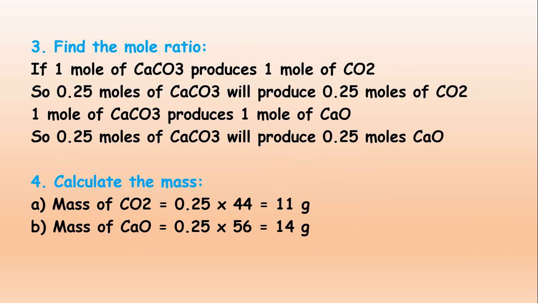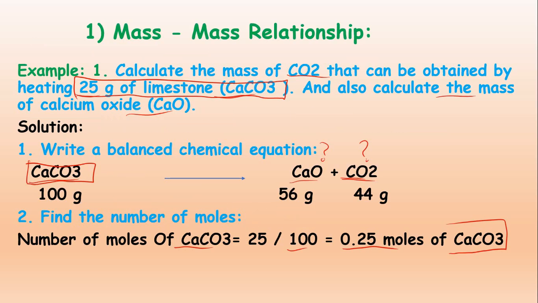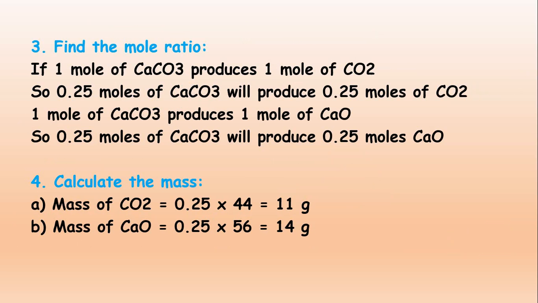Now step number 3 is the mole ratio. Look at this equation. The calcium carbonate has 1 mole, so it will be 1 in the ratio, and then calcium oxide similarly 1, and what about CO2? That is also 1. So the mole ratio is 1:1:1. So look at this, step number 3, find the mole ratio.